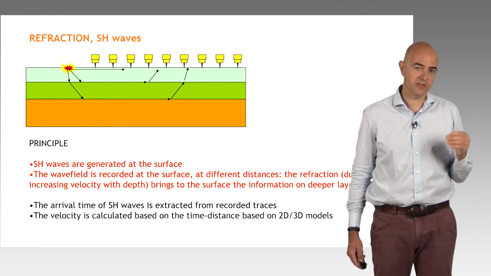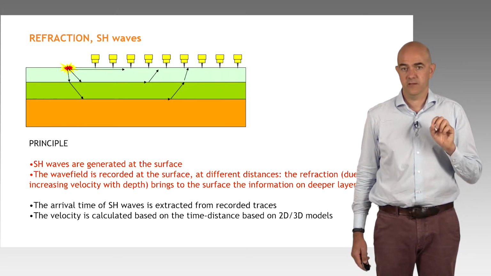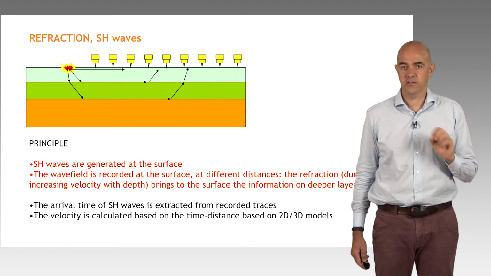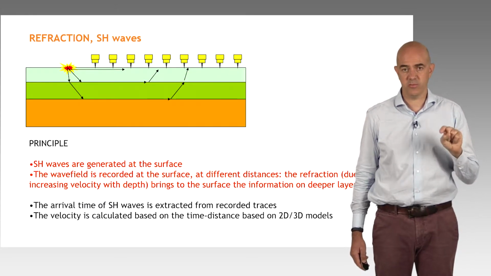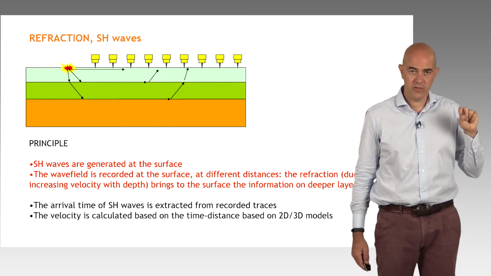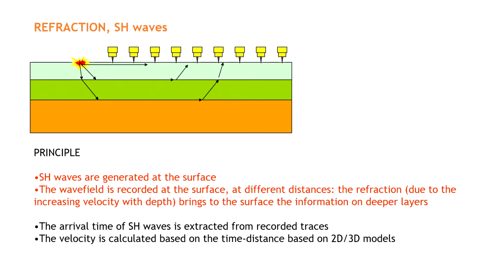And we can generate different types of shear waves. The second letter of the SH or SV denomination of these waves refers to the polarization. The H indicates the horizontal polarization. We create these waves with specific sources at the surface, and we observe the wave field at different increasing distances from the source. And we might have different components of this wave field.